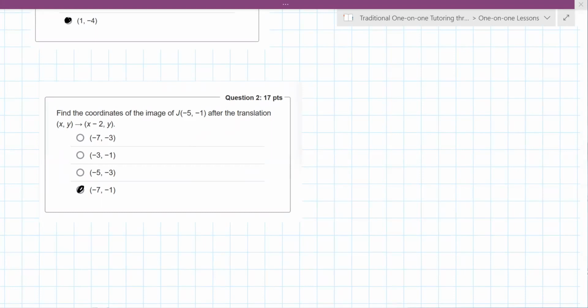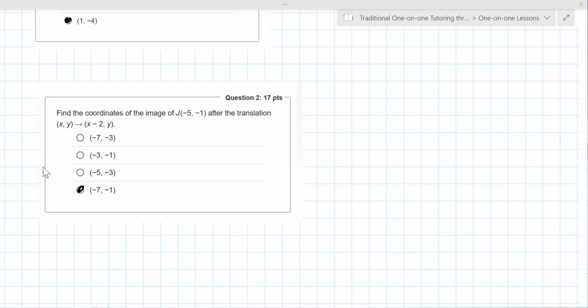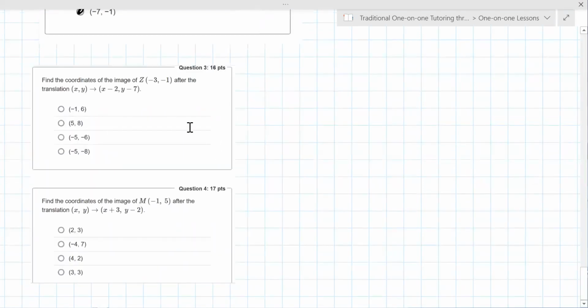Yeah. The next two, I'm going to put up the next two. These make you do something to both x and y. So like this one says subtract 2, subtract 7. This one says add 3 and subtract 2. So go ahead and work through these on your own and give me the correct answer when you're ready.